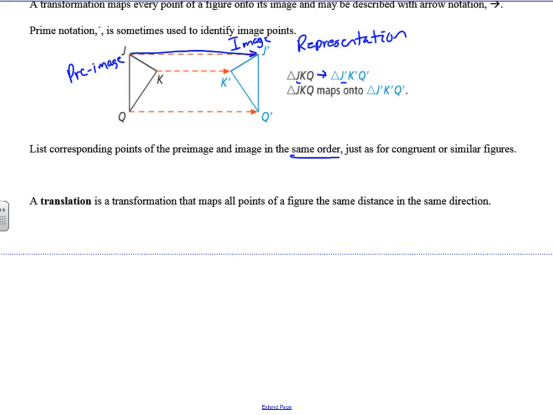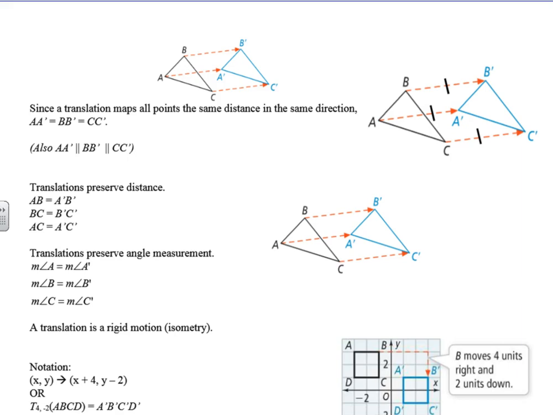A translation is a transformation that maps all points of a figure the same distance and the same direction. So same distance, same direction. We can think of a translation as a slide. Slide to the left, slide to the right. Everybody clap your hands.